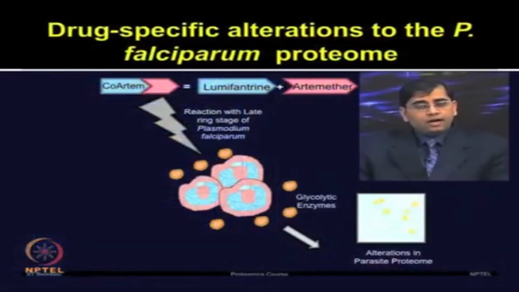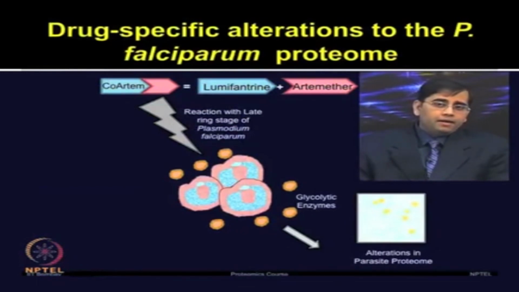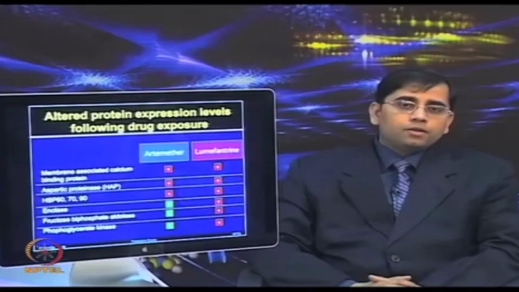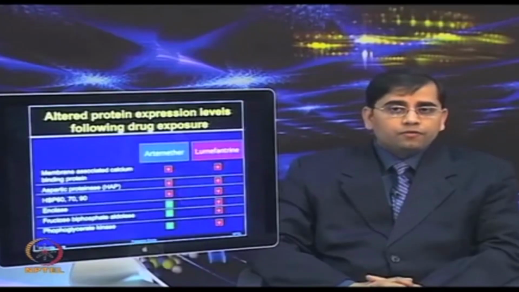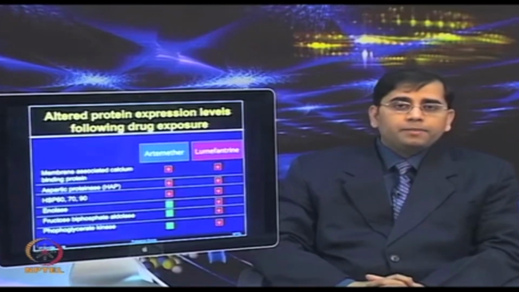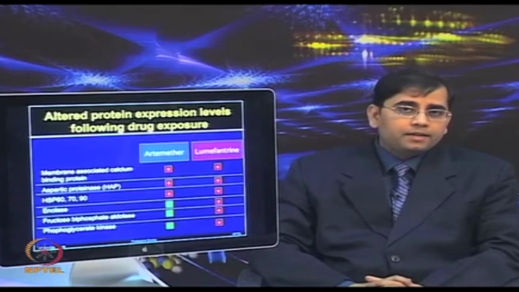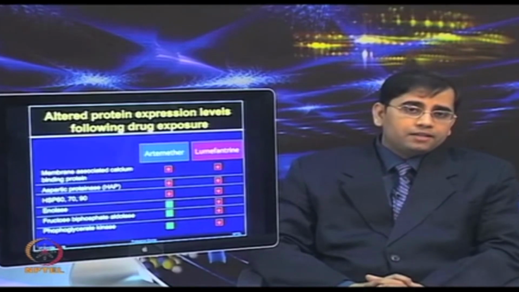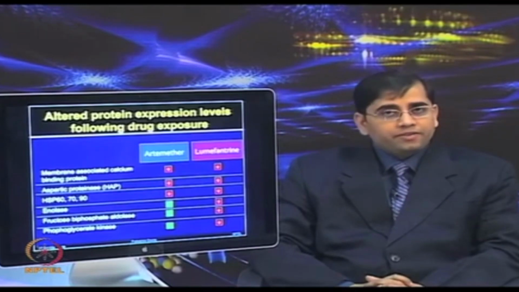Quantitative analysis of the altered protein expression levels following exposure to ARM and LUM was performed, and those protein spots which were differentially expressed and statistically significant were further subjected to mass spectrometry based analysis. The comparative analysis of 2D gels from untreated and drug treated parasite protein fractions provided direct and distinct alterations in the parasite proteome following artemether or lumefantrine drugs.